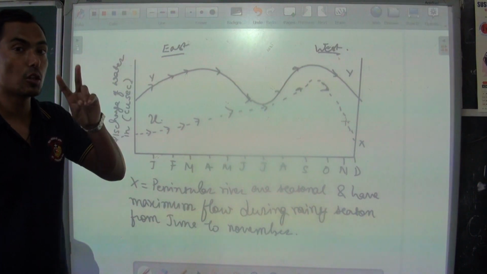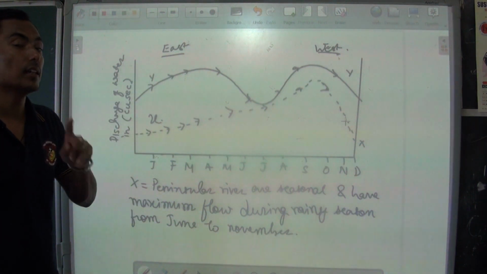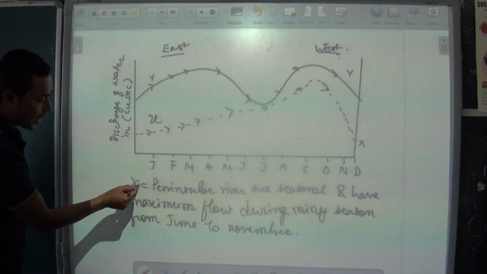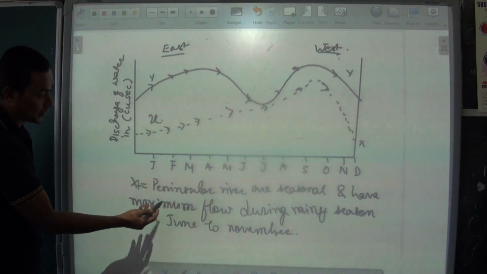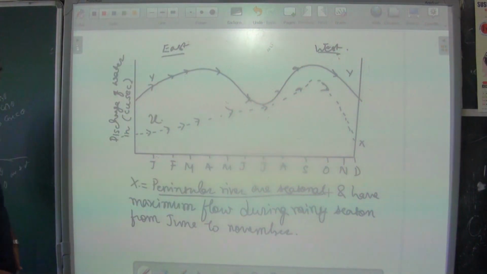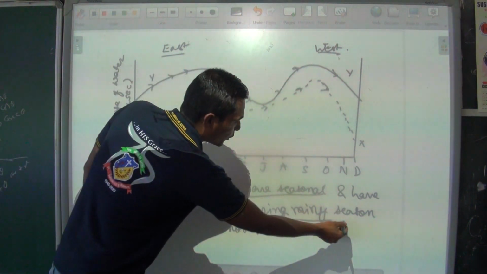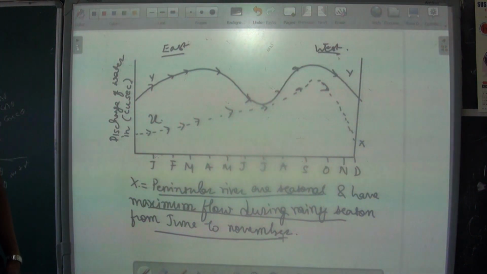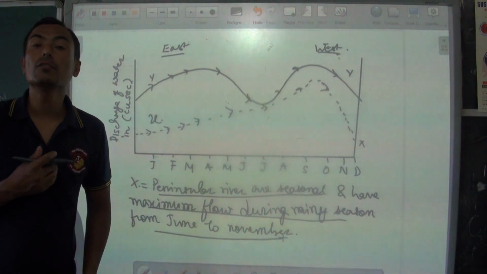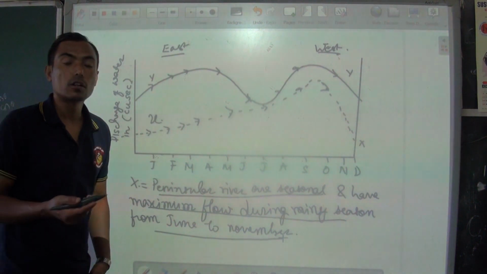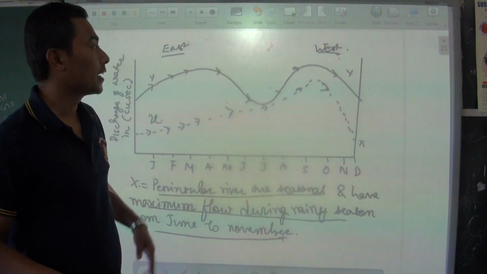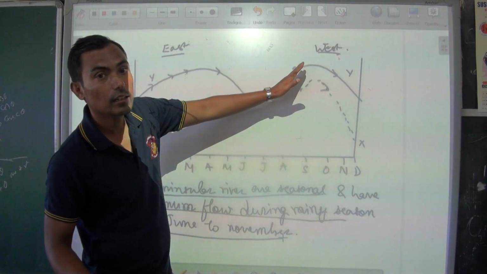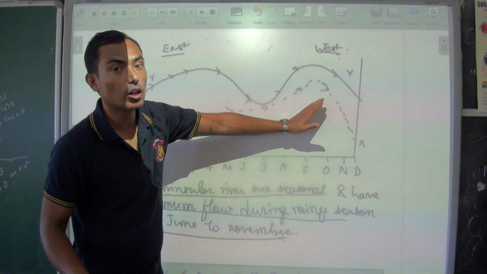And just remember that among the southern rivers, those flowing from east to west are only the Tapti and the Narmada. So X represents peninsular rivers which are seasonal and have maximum flow during the rainy season from June to November. This is the particular period where they receive the highest amount of rainfall. Therefore, the volume of water in the river increases, and there is a steady increase in the graph in terms of the volume of water.